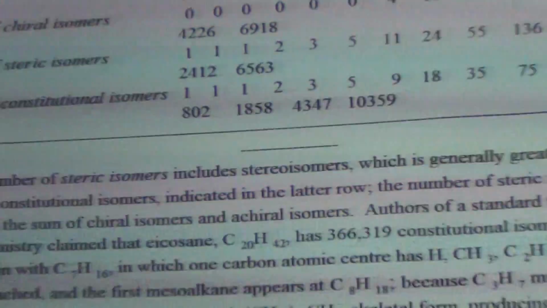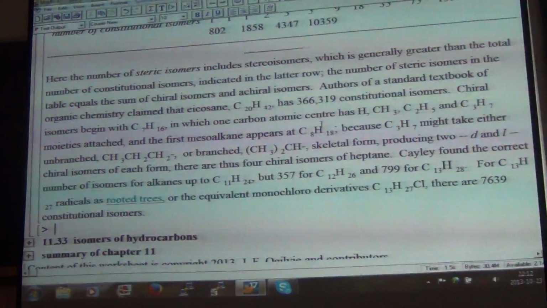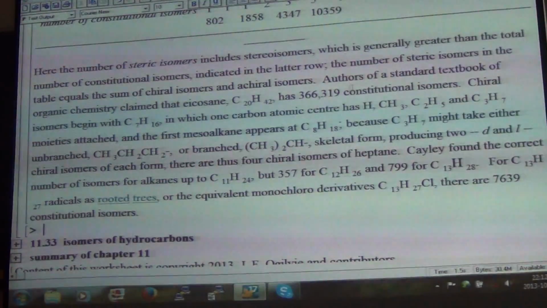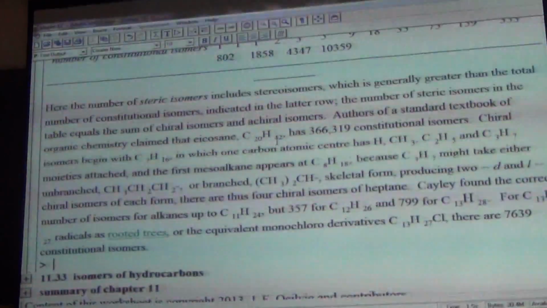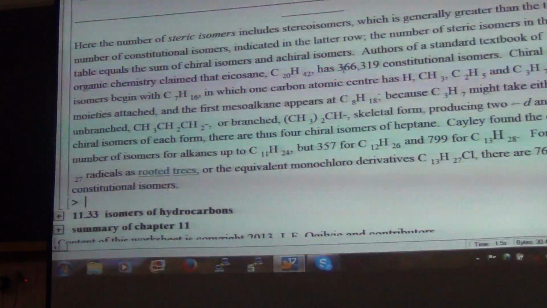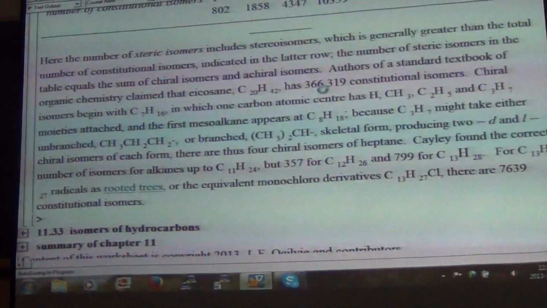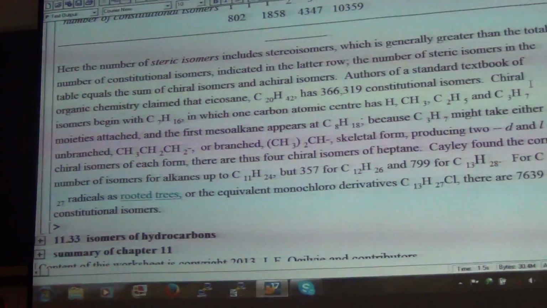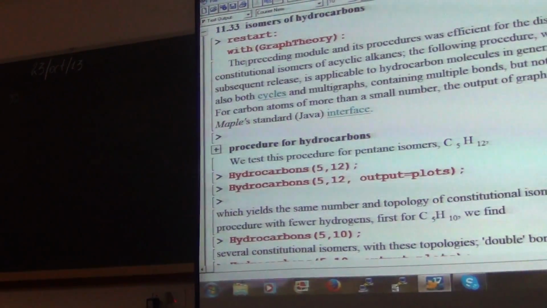Right, well that's interesting, but I have tried it for C20H42, but there's some organic, technical organic chemistry that claims that there are 366,319 constitutional isomers. Now let's go to general isomers and hydrocarbons.